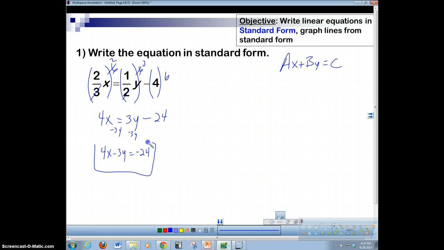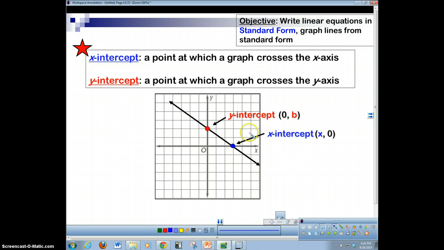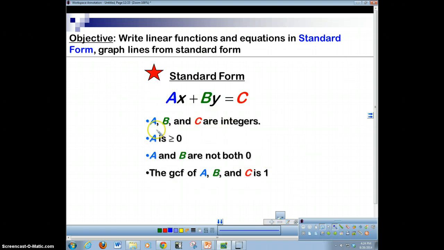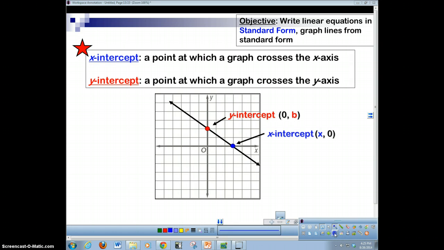So this is standard form, guys. If we go back here, it needs to follow the rules that a needs to stay positive. Stay positive, a. And these two are not 0, and c can be anything we want it to be, as long as it's an integer. All right, so let's take a look at another one.